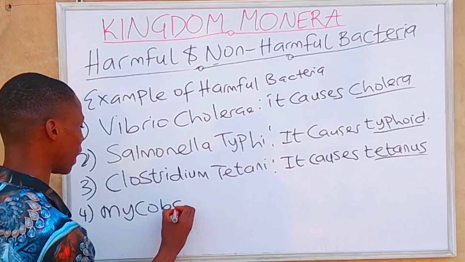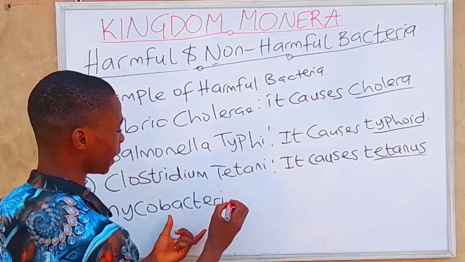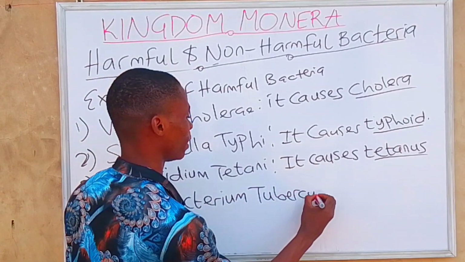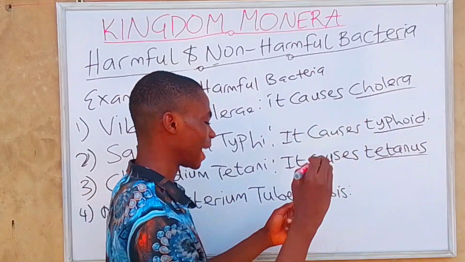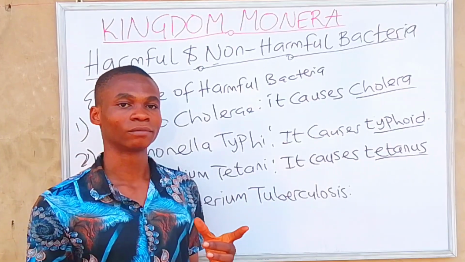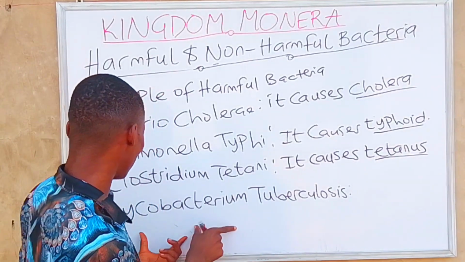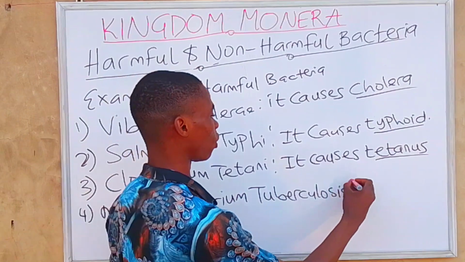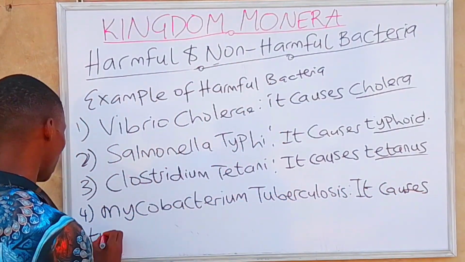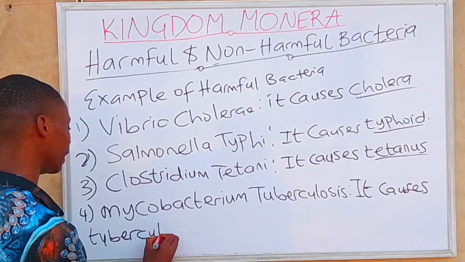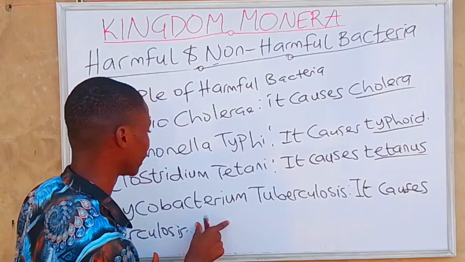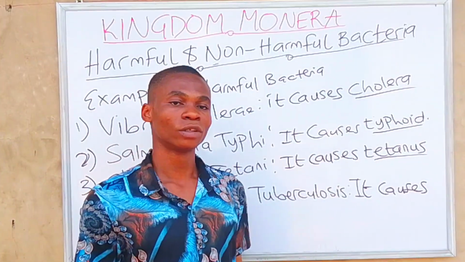So the next one is Mycobacterium tuberculosis. This one is very popular and very common. I even saw this in my exam. I was asked, what is the causative agent of tuberculosis? So the correct answer is Mycobacterium tuberculosis. It causes tuberculosis. And we all know that tuberculosis is a disease caused by bacteria. And what's the name of that bacteria? Mycobacterium tuberculosis.